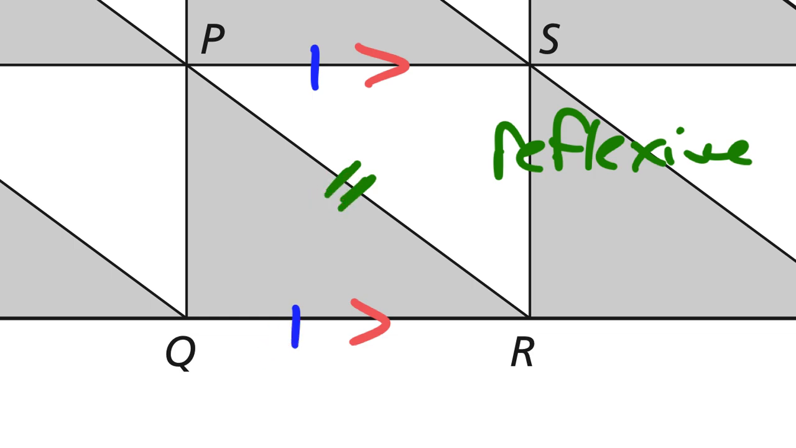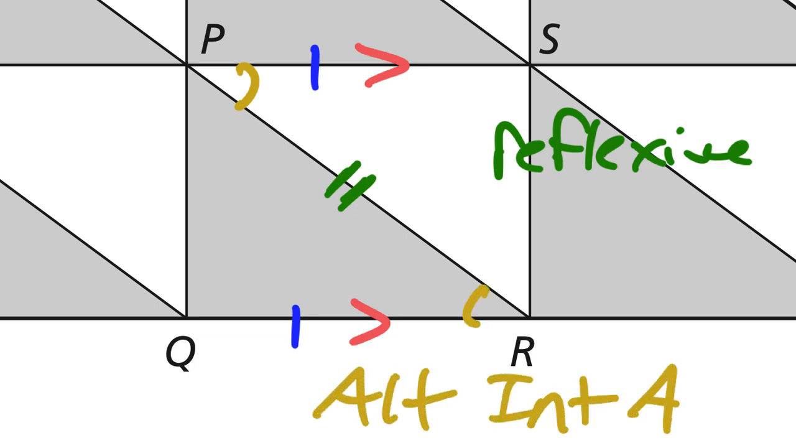And now I need that included angle. So how do I prove that these two angles are congruent? That would be alternate interior angles, because we have the two parallel lines cut by a transversal, and that means alternate interior angles are congruent.